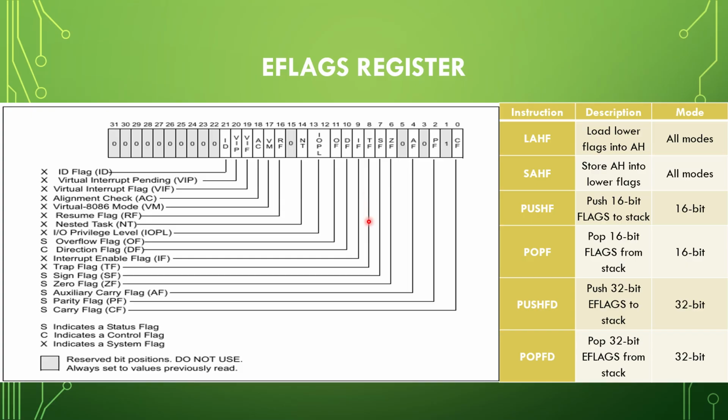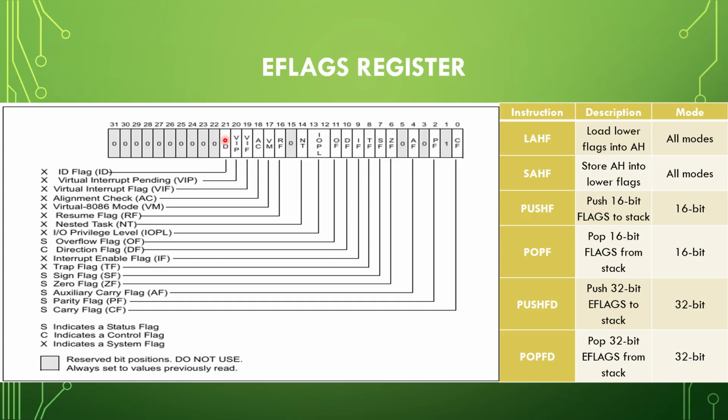Then comes TF, which corresponds to the trap flag. IF corresponds to the interrupt enable flag. DF corresponds to the direction flag. OF is the overflow flag. You can see all these things and go through this. This is used for indicating the different status of various programming types. So please go through it in detail.